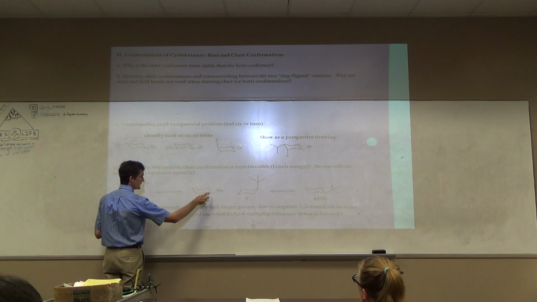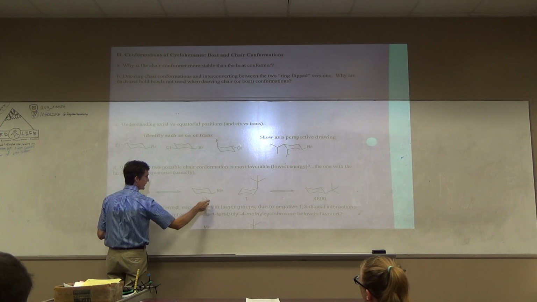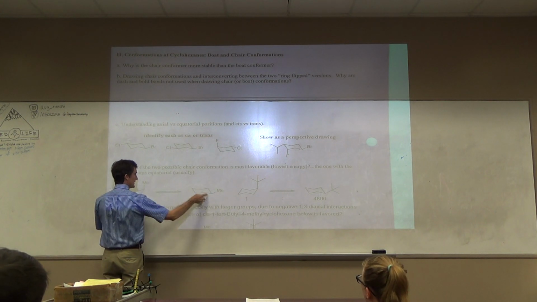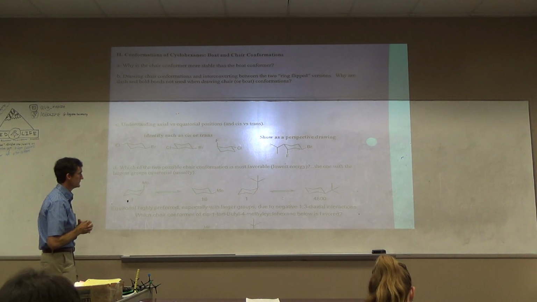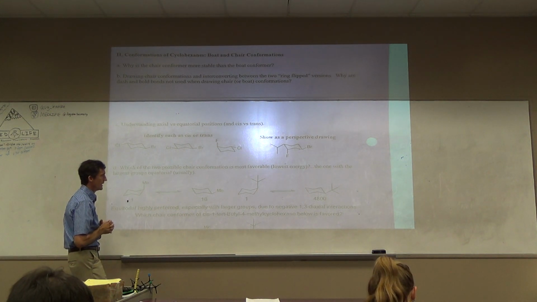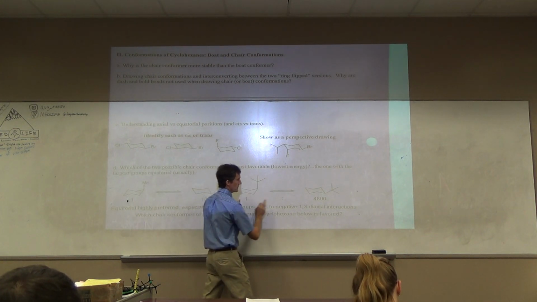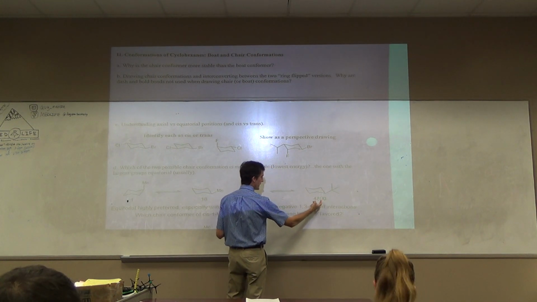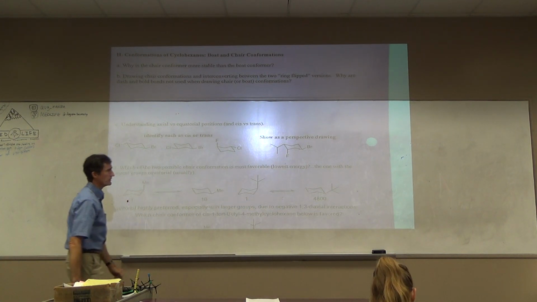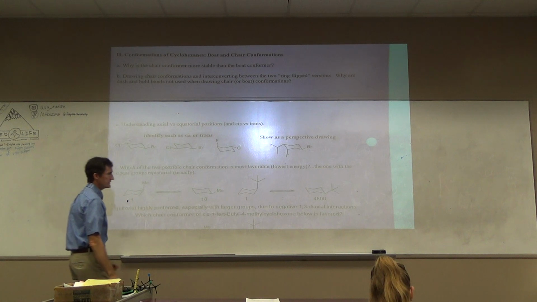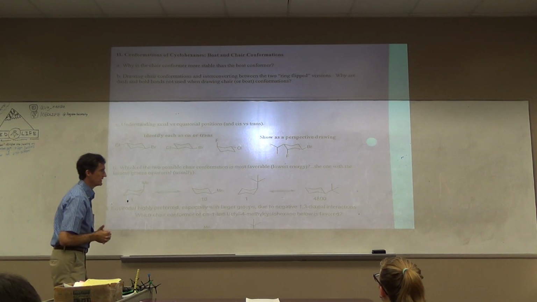And of the 2, having the bigger group equatorial is most favorable. With this example, the ratio is 18:1. If you make the group even larger, like a tert-butyl, the ratio becomes 4,800:1. Even more preferred to be equatorial. Very reluctant to do a ring flip and exist like this.